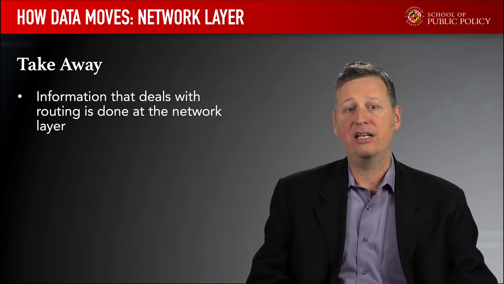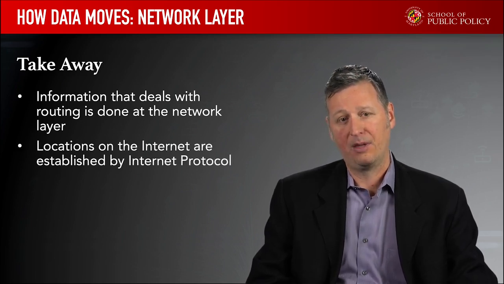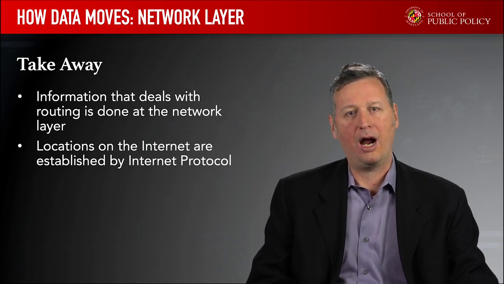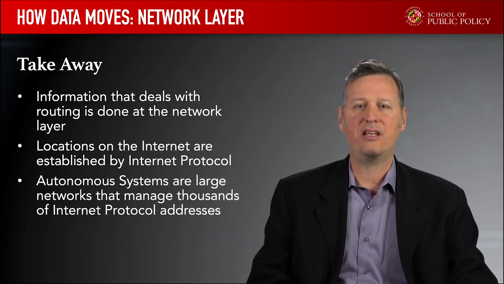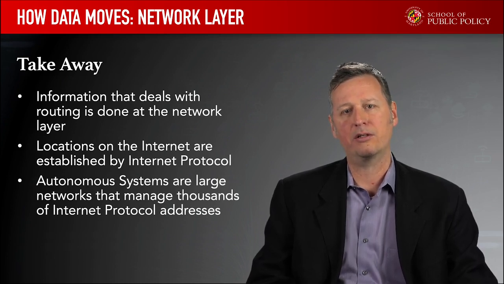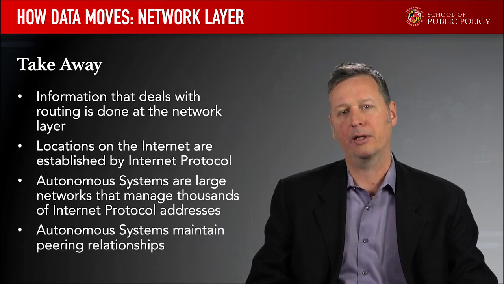So what can we take away from this episode? Well, first, that information that deals with routing is done at the network layer. Locations on the internet, or IP addresses, are established by the Internet Protocol. Autonomous systems are organizations that manage large amounts of IP addresses, and they relate to one another using peering relationships. In our next episode, we're going to talk about the physical layer, how energy actually moves from one point of the Earth to the next, and how all this information that's been encapsulated is transmitted.